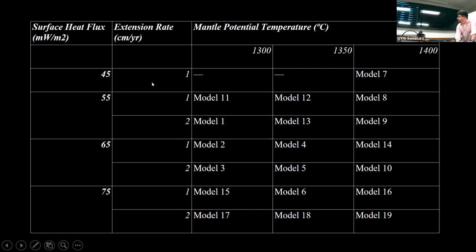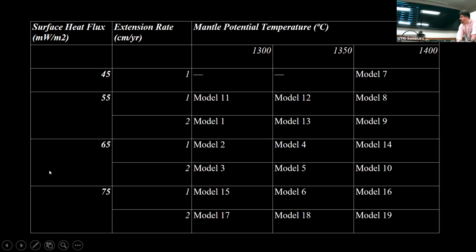The key things here are that we're mostly staying in the cold mantle area: 1300, 1350, and 1400 degrees of mantle potential temperature. That's because we're looking at magma-poor margins and we don't have melt extraction. So volcanic processes are kind of beyond this version of FLAC. We're trying to keep things realistic by sticking with the magma-poor side of things.